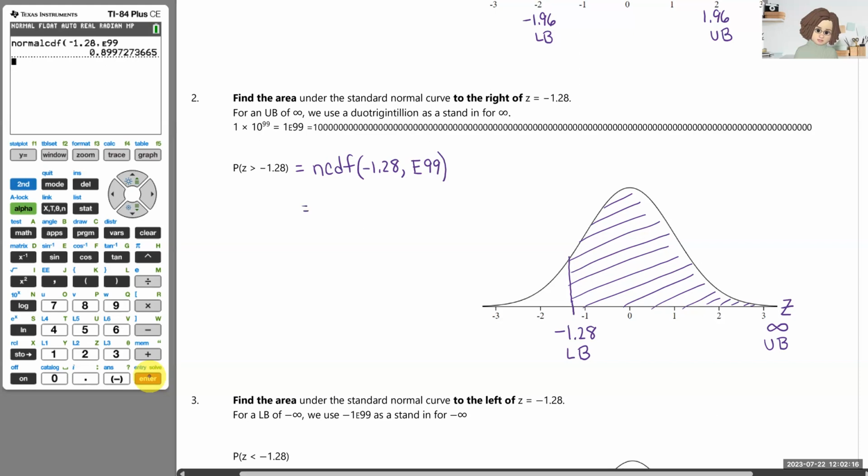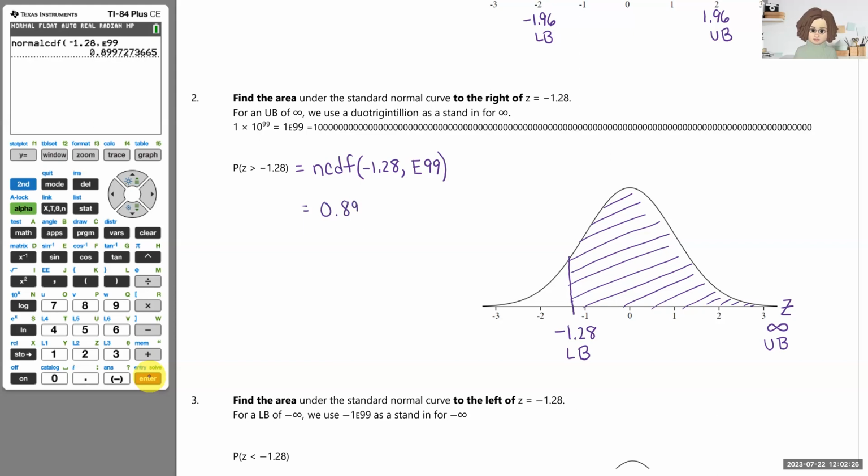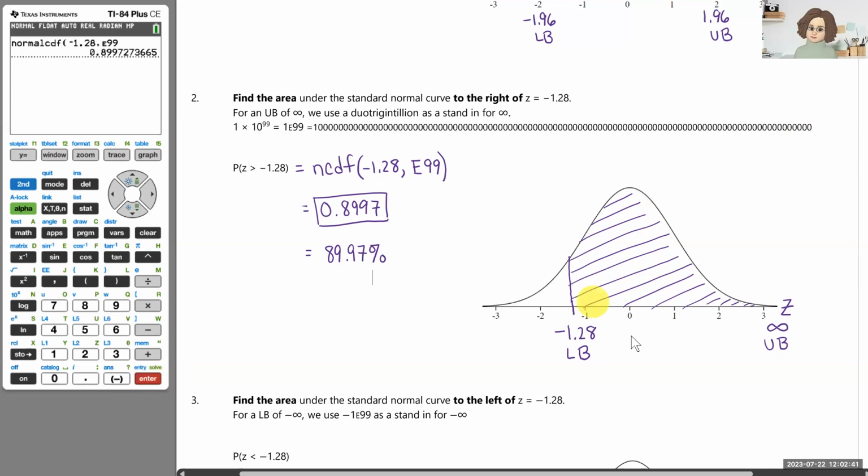I'll again round to 4 decimal places. So that's 0.8997. And since I wrote the other one as a percent, I'll write this as a percent as well. So 89.97% of that picture is shaded.